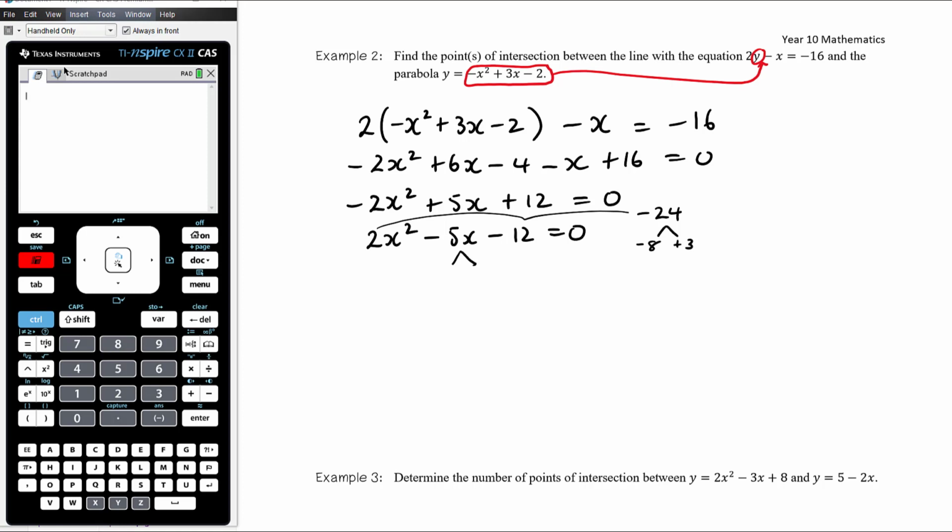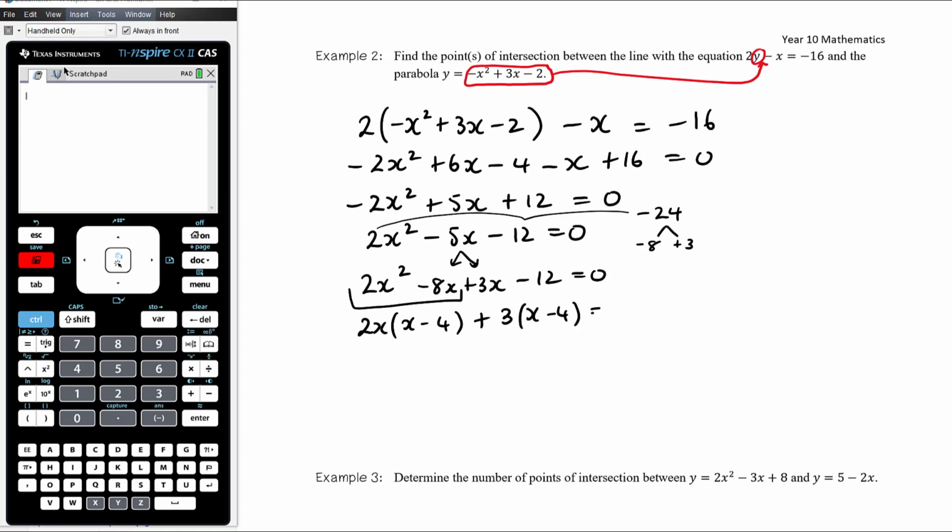So we rewrite the middle term using -8 and +3. So minus 8x plus 3x is the same as minus 5x. We've still got 2x squared and minus 12. Then we factorise by grouping. So 2x is a common factor, x minus 4, plus we factor out 3 times x minus 4, so we get x minus 4 times 2x plus 3.